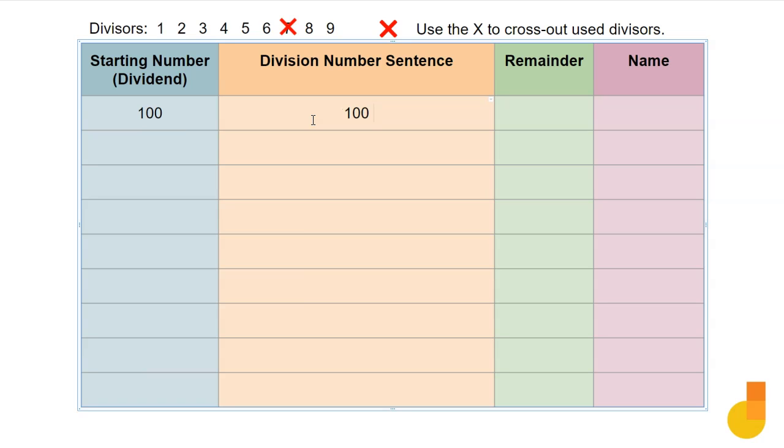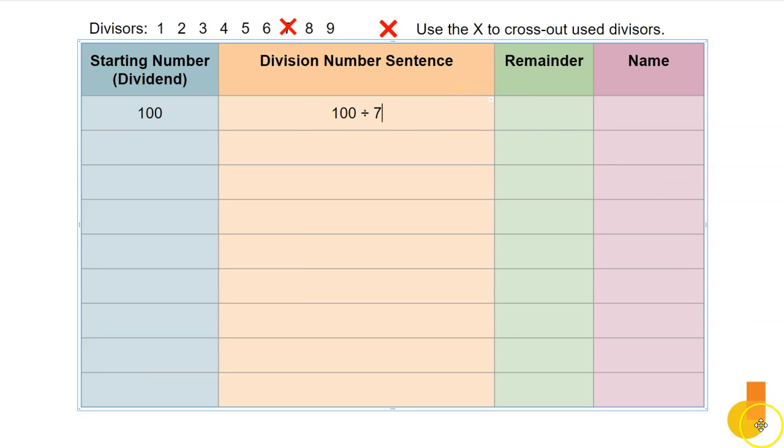you're on a keyboard, if you hold down the Alt button and have a number pad, you can hold down Alt and do 0247 to create a division symbol. If you do not have a number pad, this will not work, so you can just use the slash. But 100 divided by 7, which is our divisor.